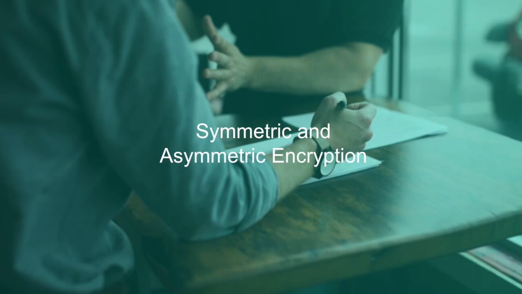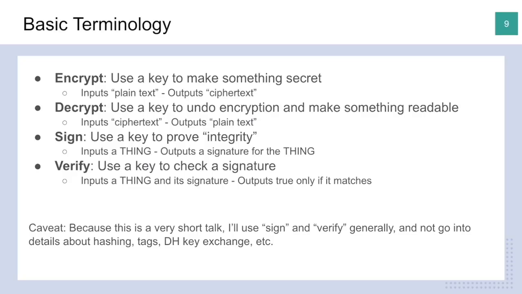Now let's talk a little bit about the difference between symmetric and asymmetric encryption. So this is kind of a 101 level here, but bear with me, we'll work through some examples and at least we'll level set on when to use these different types of things. But first I'm going to introduce some basic terminology. So of course, encrypt is when we take a key and we take some plain text and we put them together in a way to make it secret. And that outputs the ciphertext.